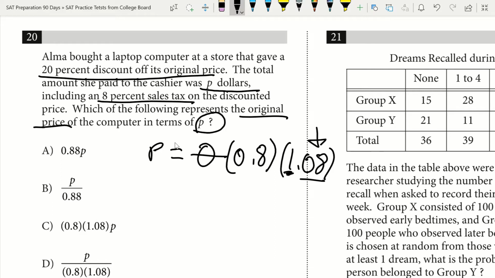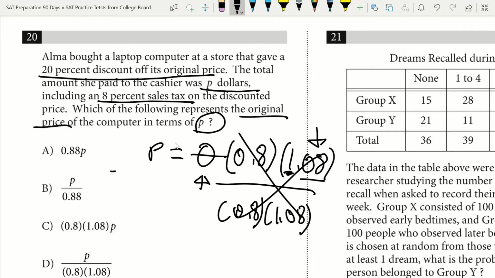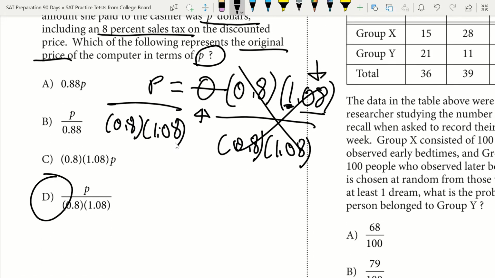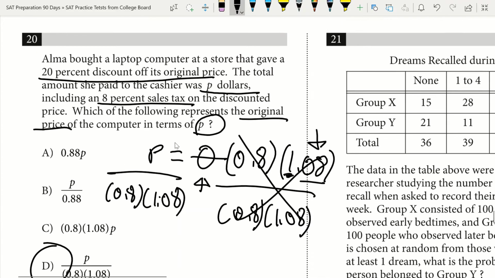Okay, now all we have to do is solve for this symbol here. We do that by dividing each side by 0.8 times 1.08. We do that to each side, and we get our answer right here. We see that answer is choice D. Okay, so that's how you're going to solve for 20.